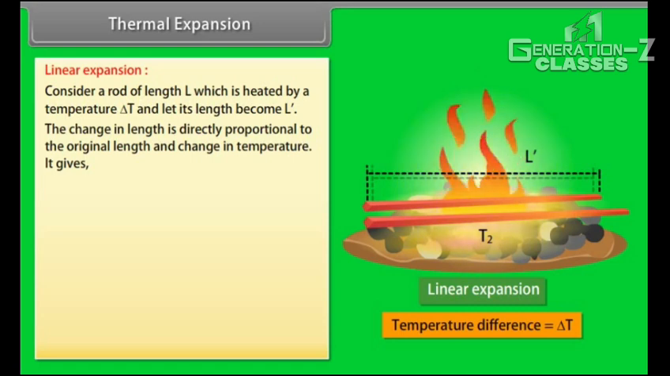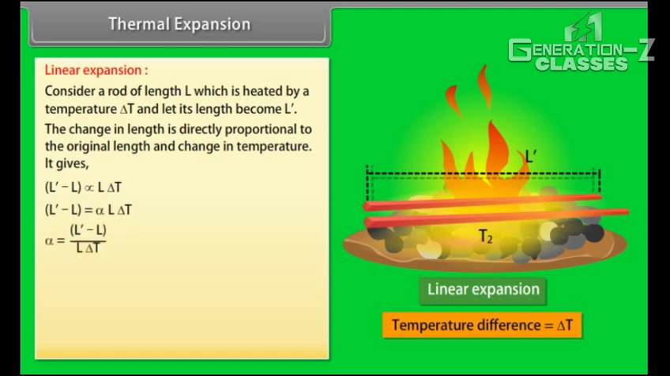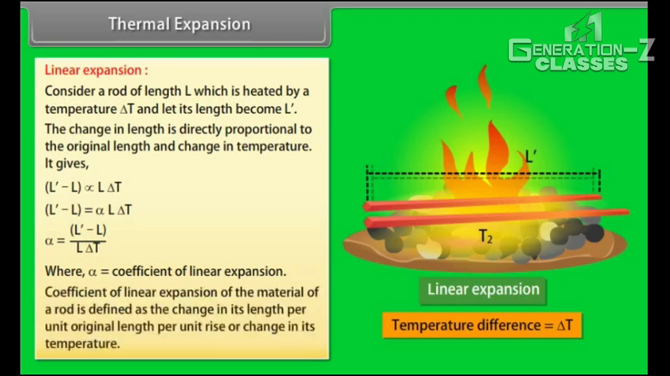It gives L dash minus L is directly proportional to L delta T, or L dash minus L is equal to alpha L delta T. The value of alpha is equal to (L dash minus L) upon L delta T, where alpha is equal to the coefficient of linear expansion. Coefficient of linear expansion of the material of a rod is defined as the change in its length per unit original length per unit rise or change in its temperature.